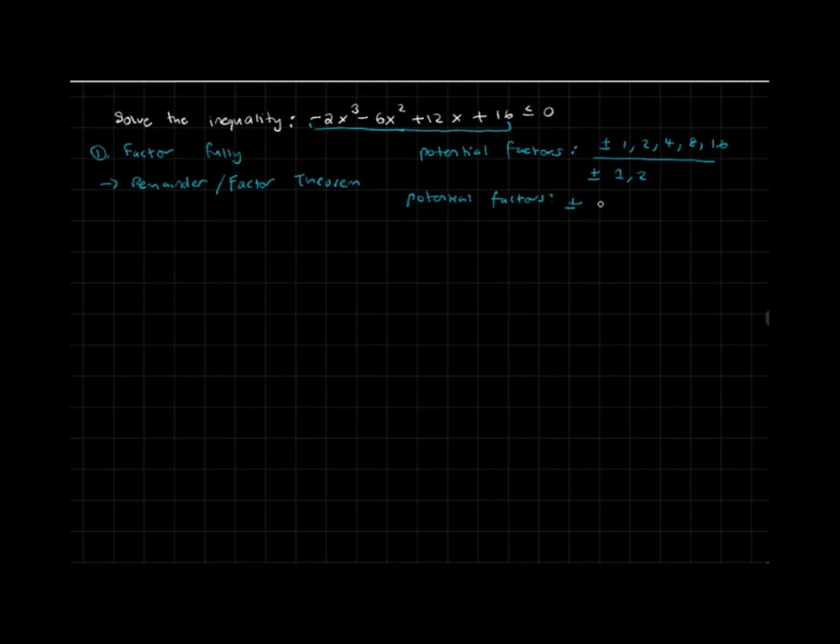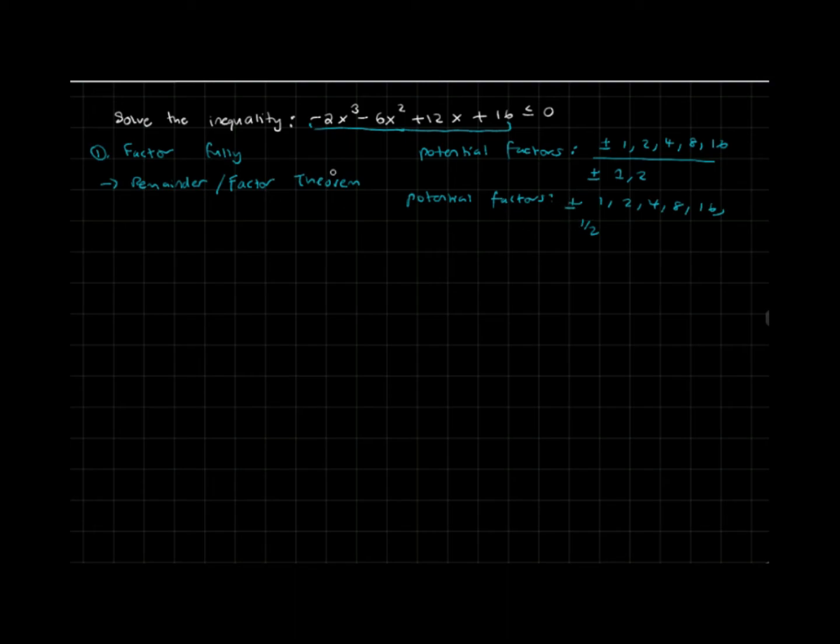So some of the potential factors can be 1, 2, 4, 8, and 16. And also 1/2, so 1 divided by 2, 2 divided by 2, which is 1, 4 divided by 2, which is 2, 8 divided by 2, which is 4, 16 divided by 2, which is 8. So we also have a half here. You want to test some of these values out, right? So let's start with plus minus 1.